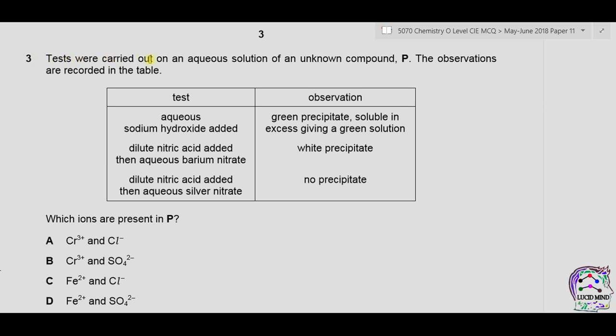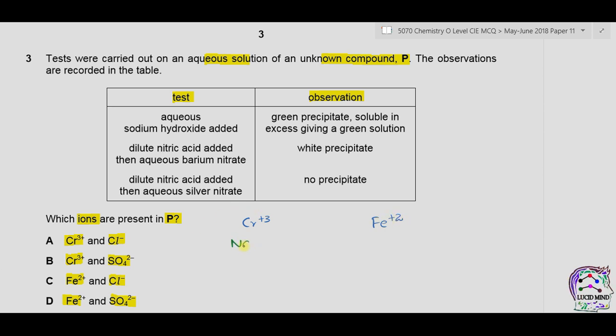Question 3. Tests were carried out on an aqueous solution of an unknown compound P. The observations are recorded in the table. This is the test that was done and these are the observations that were made. Which ions are present in P? We have to find the cations and anions. In cations we have chromium(3+) and iron(2+), while in anion we have chloride and sulfate. First, let's look into the cations. We have chromium(3+) on one side, while we have iron(2+) on the other side.